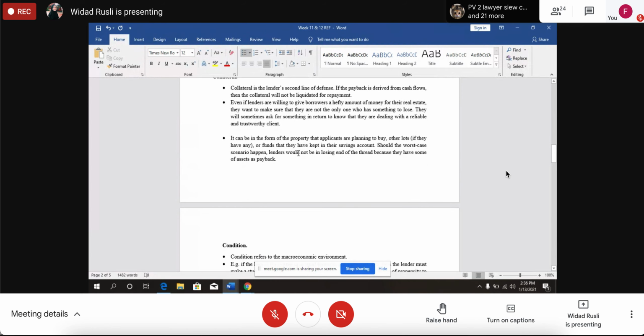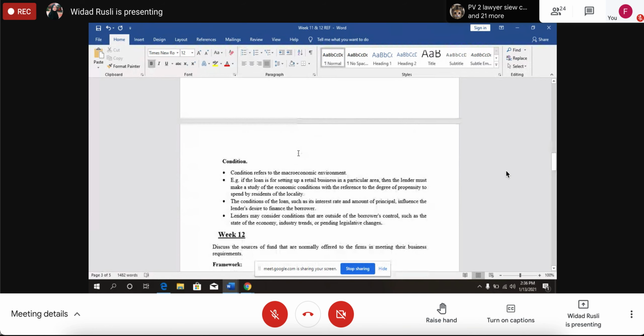The last one is condition, which refers to the macroeconomic environment. For example, if the loan is for setting up a retail business in a particular area, then the lender must make a study of the economic condition with reference to the degree of prosperity and the spending of residents of the locality.